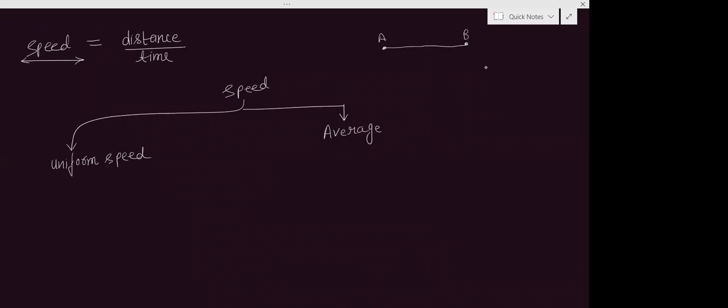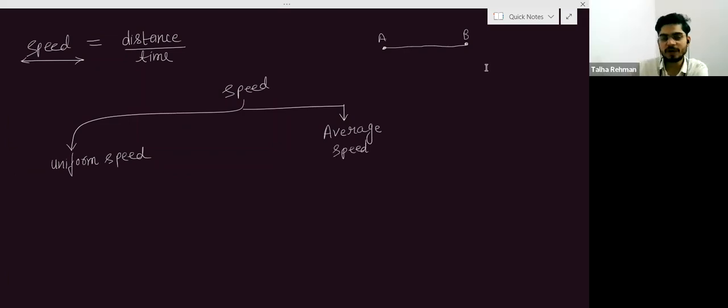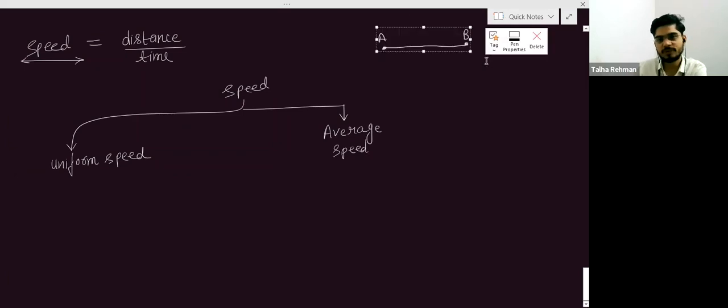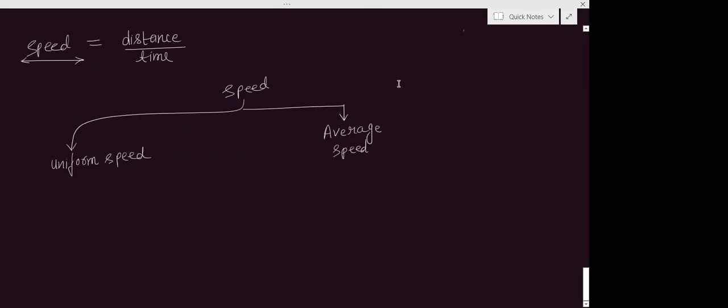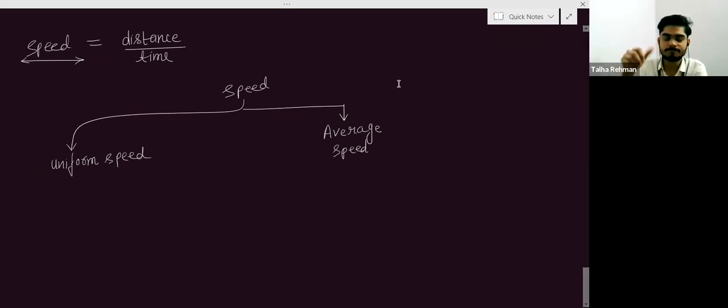Do you know what is average? Okay, if you know, then it's okay. Is it when we add all of the terms and then divide by the number? Very good.